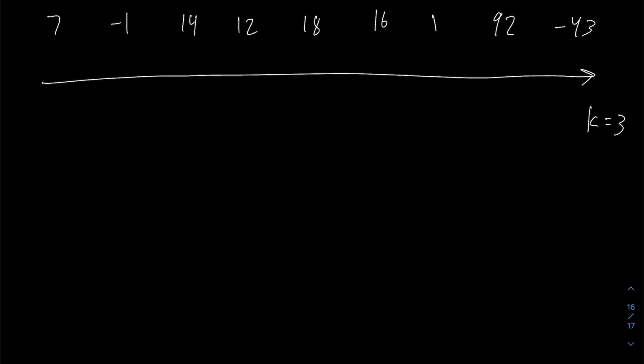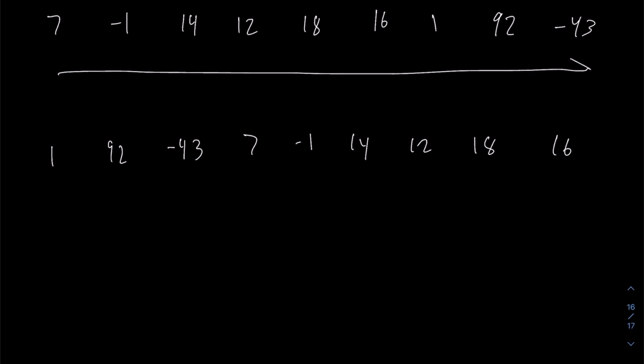So let's say k equals 3. We want to rotate right 3 times. So we end up with an array that looks like 1, 92, -43, 7, -1, 14, 12, 18, 16, right? Fairly straightforward stuff, but how would we want to do this in O(1) space complexity?